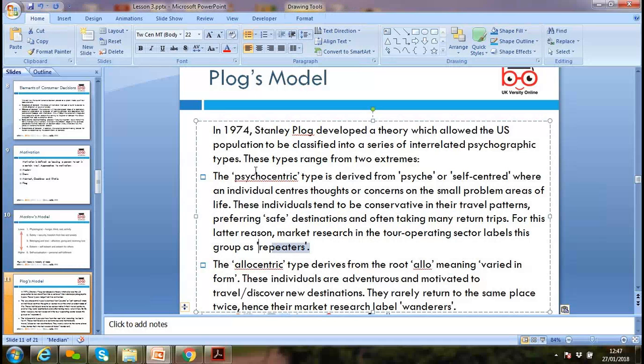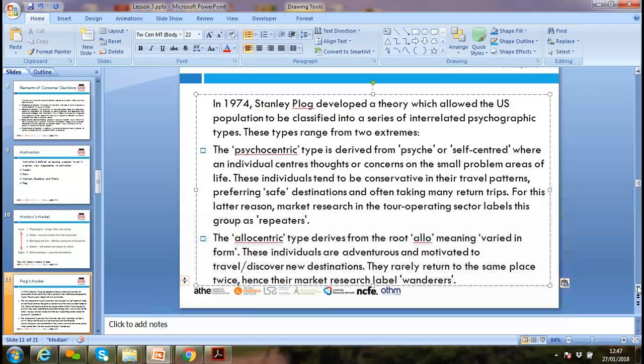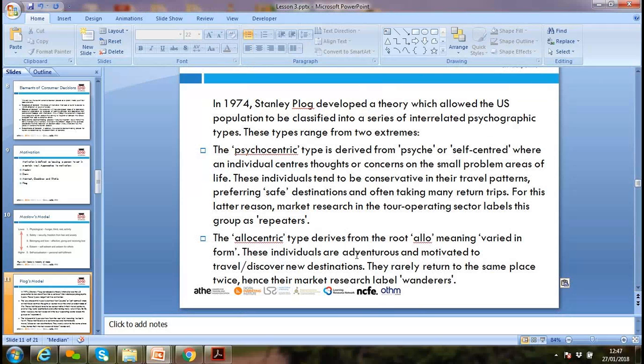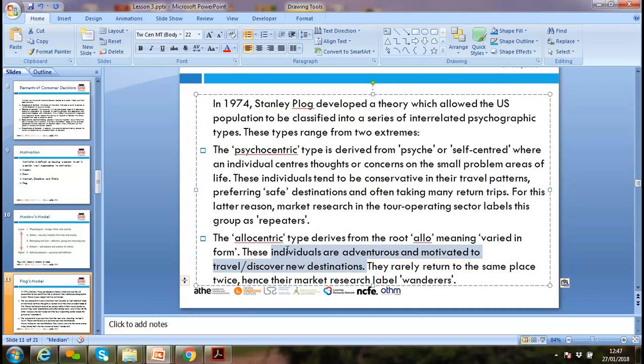If their needs are fulfilled, then there is the allocentric type, where allo means varied in forms. These are individuals who are adventurous, motivated to travel and discover new destinations. They discover new destinations and rarely return to the same place. They hardly return twice to the same place.